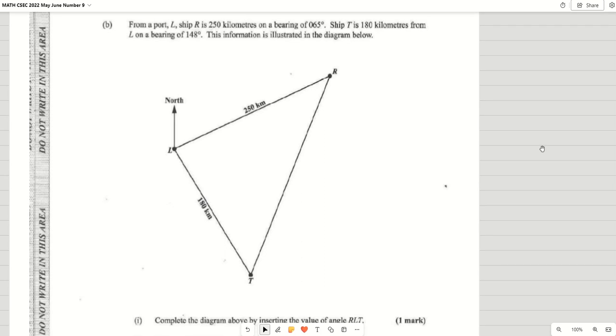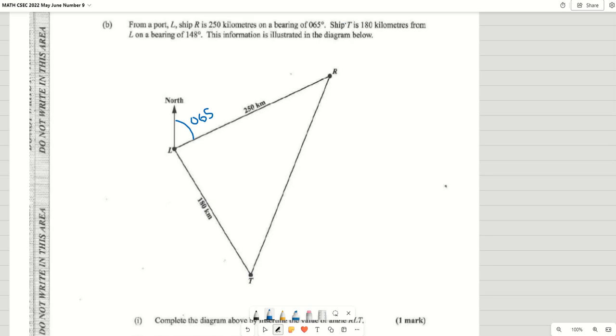All right, let's do part B now. From a port L, there's this L. R is 250 kilometers at a bearing of 065. So let's just write that out. So it's from L to R. That's from here to here is 065.